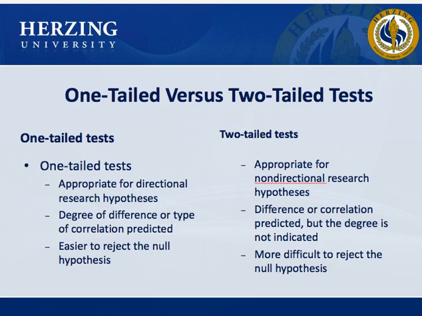A non-directional research hypothesis calls for a two-tailed statistical test and determines significant values in both ends of the sampling distribution. It is easier to reject the null hypothesis with the one-tailed test than the two-tailed test.